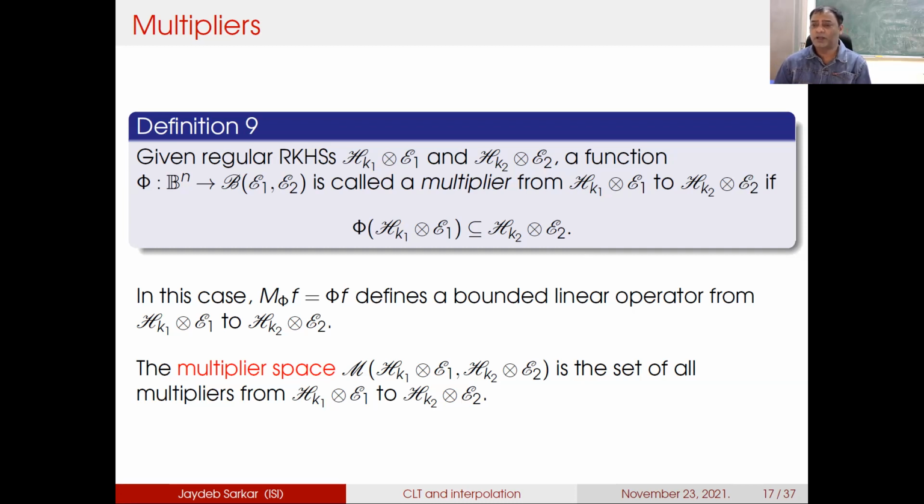And once you have a multiplier, you can prove that it gives you a bounded linear map from this space to that space. And in that case, you can talk about the multiplication operator. So this M_phi f equals phi f will be a bounded linear operator. That's a notation. And so the set of all multipliers will be denoted by M(H_K1 tensor E1, H_K2 tensor E2).